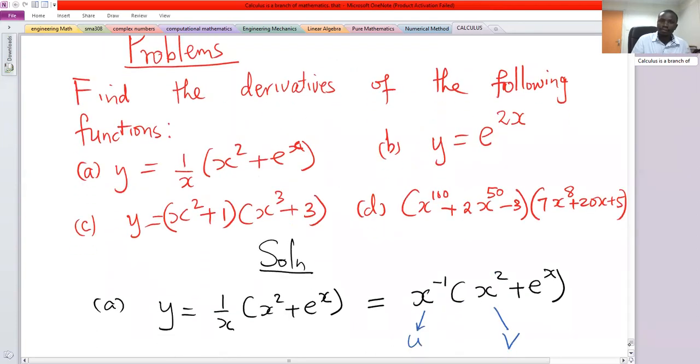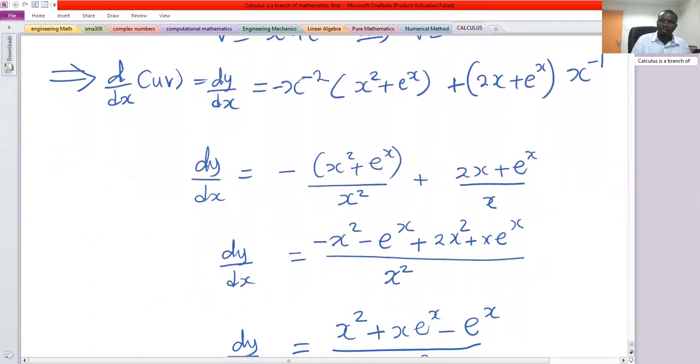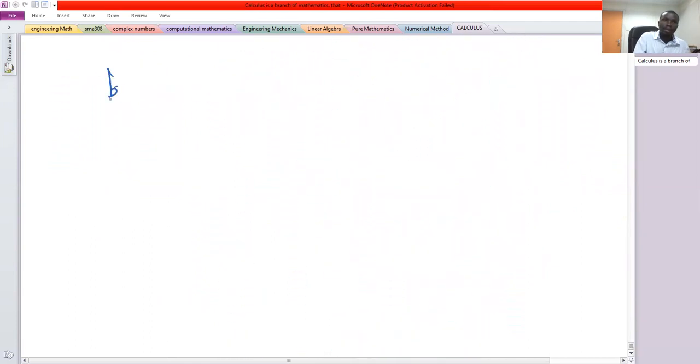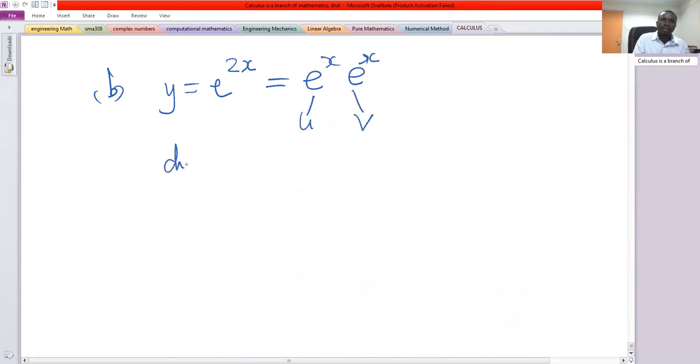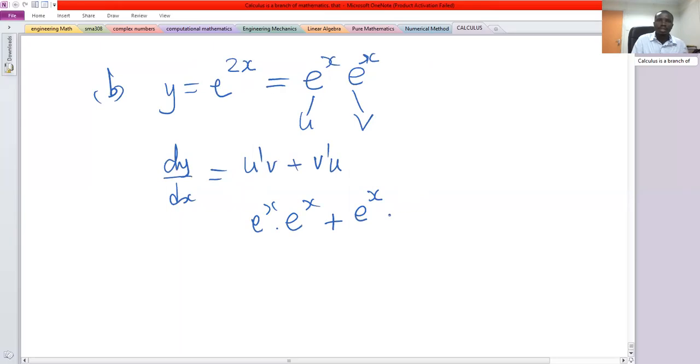B is e raised power 2x. Now b, y equals e raised power 2x. You see, this is the same as e raised power x times e raised power x, by laws of indices. So you let this one be u, this one be v. So dy dx will be u prime v plus v prime u. When you differentiate e raised power x, you get e raised power x, times v, e raised power x, plus v prime, e raised power x, derivative is e raised power x, times u, which is e raised power x.